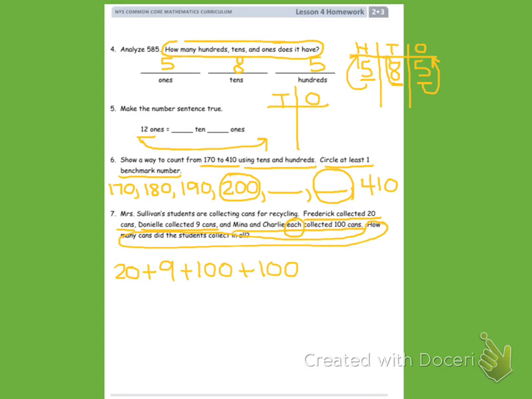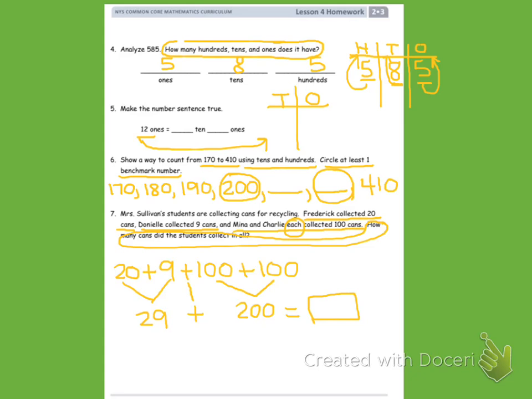Right away, I see an easy way to solve this problem. I could take these two hundreds together and add them. 100 and 100 is 200. I'll bring down that addition sign. And now look at there, 20 and 9. That's easy to add together, so I'll write 29. So what's 29 plus 200 more? You write the answer right here. We're not done yet, though.